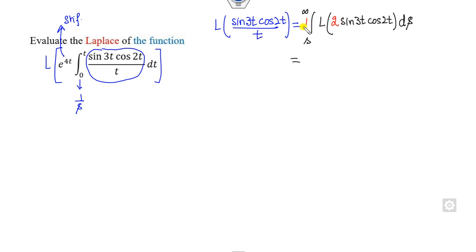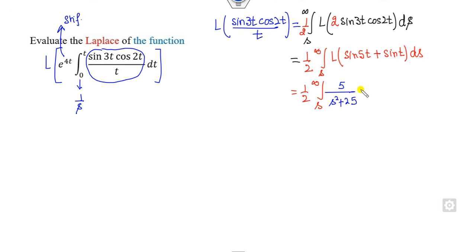How can you solve that? I can multiply by 2 divided by 2, so it will be sine of (a plus b) and sine of (a minus b) of ds. So that will be half, integral from s to infinity. What is the Laplace of sine? 5 over s square plus 25, and it is 1 over s square plus 1.